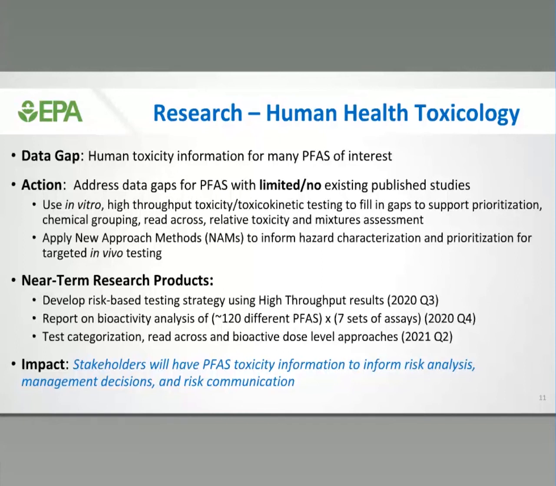And then using this information for new approach methods, NAMs. This is a growing field in toxicology, trying to use some of this high throughput in vitro information to make informed hazard characterization and prioritization, to do things like what an IRIS assessment does, perhaps with a different kind of data set. So we have several different products that are underway. We have a risk-based testing strategy that we've developed using the high throughput results. That should be out later this year.